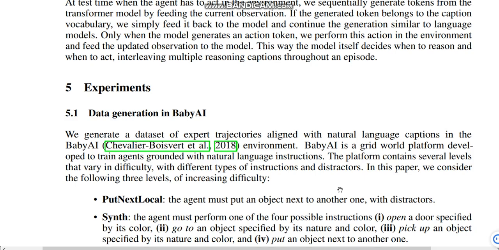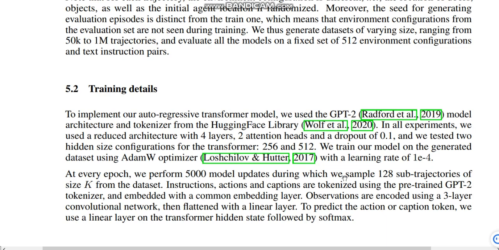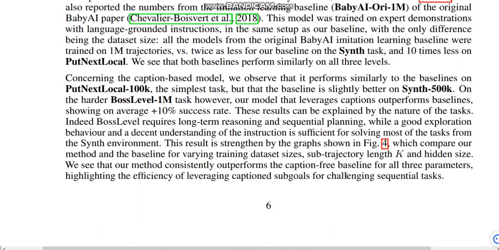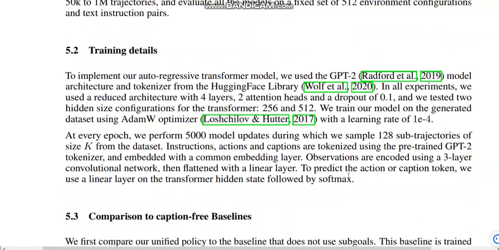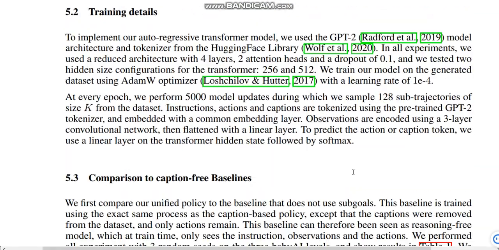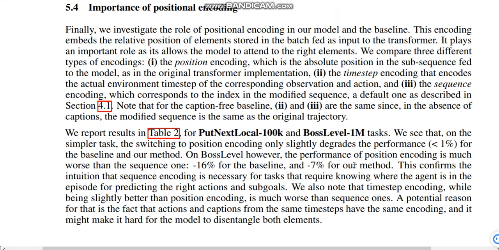They use GPT-2 to train the autoregressive model, apparently, and they reached the best results using sequence encoding, which is kind of a positional encoding. They say that the performance of plain positional encoding was not very good, but the best performance was achieved by sequence encoding. And this is the result in terms of sequence encoding.